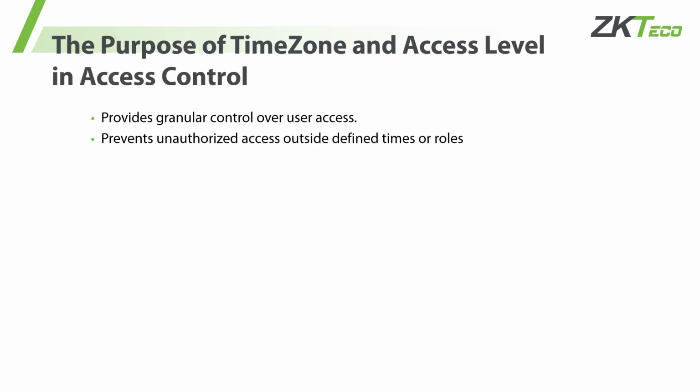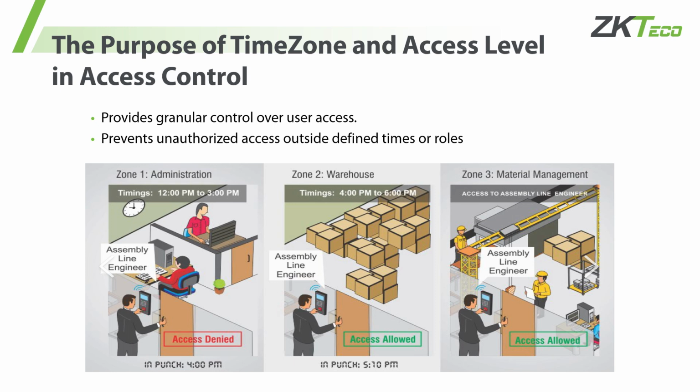So what role do time zones and access levels play in access control? There are two main points. The first point is that they provide granular control over user access. The second is that they prevent unauthorized access outside defined times or roles. As shown in the figure.